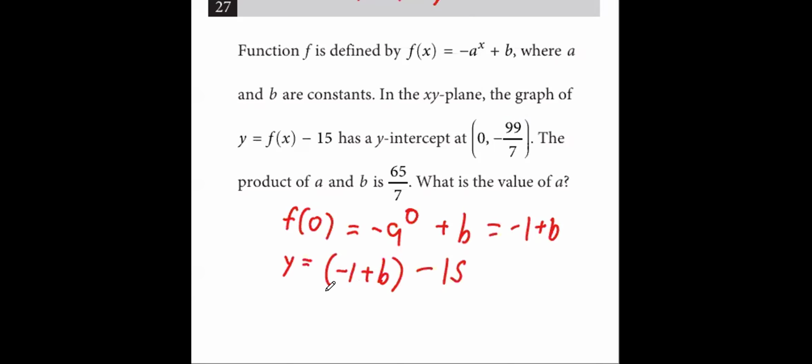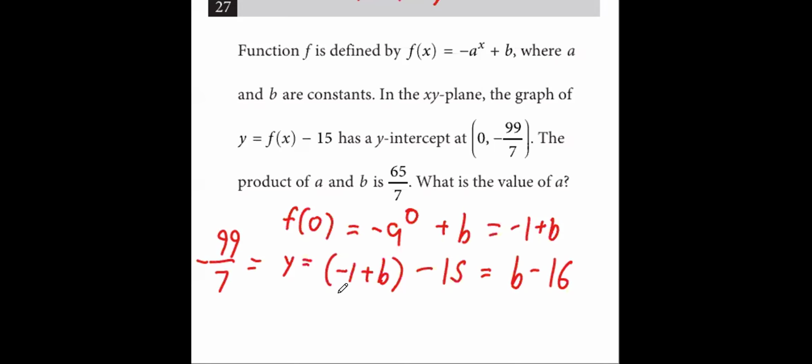After that, we need to solve this part. So negative 1 plus b is just equal to b minus 16. We have negative 15 and we have negative 1, so that's just minus 16. So y equals b minus 16. We know that y equals negative 99 over 7. So b minus 16 is equal to negative 99 over 7.